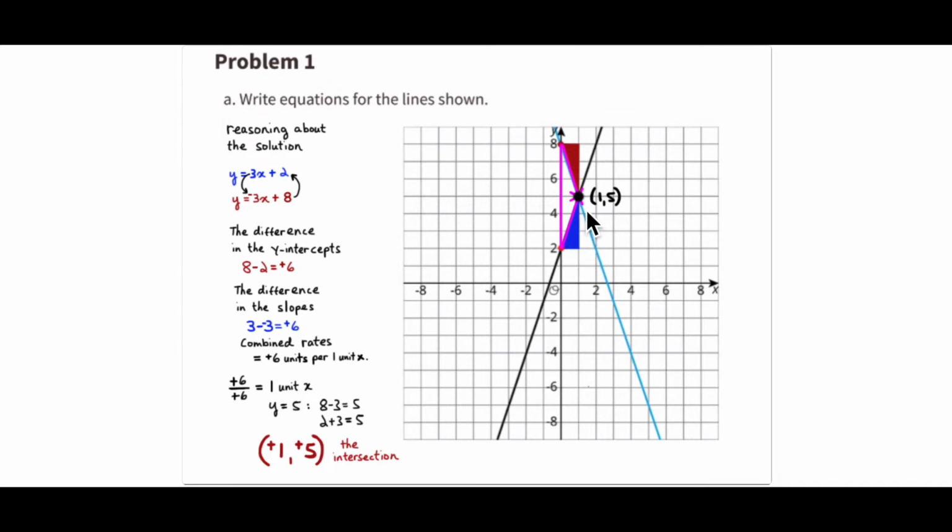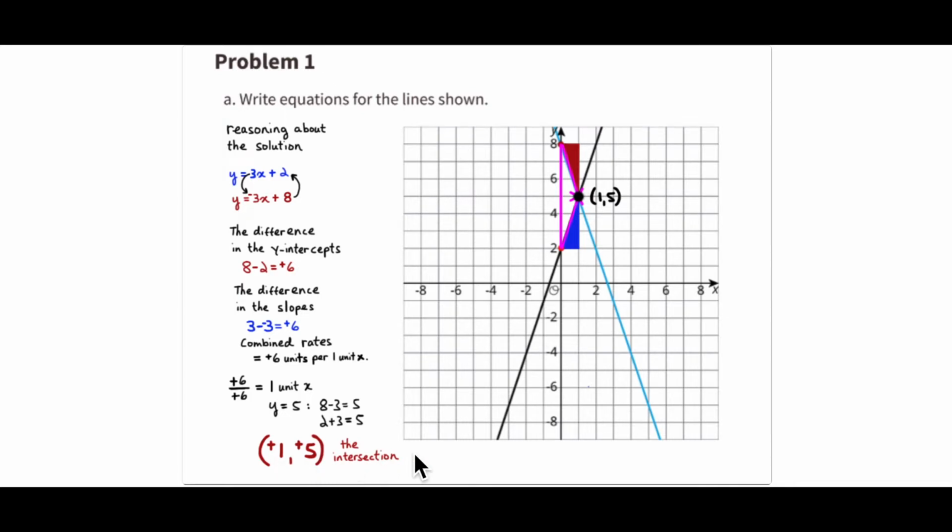And once you know that the x-coordinate is 1, then you can use that value in either of these two expressions to figure out the y-coordinate. So 3 times 1 is 3 plus 2 is 5, or a negative 3 times 1 is a negative 3 plus 8 is also 5. So the intersection of these two graphs is at the coordinate pair of x equals 1 and y equals positive 5.